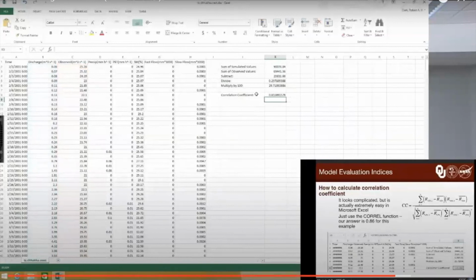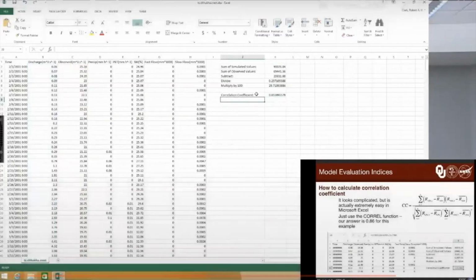I'm going to put this function between column B and column C, the simulated values and the observed values. Press enter on that, I get 0.855, or when we round it, 0.86, like you see in the PowerPoint. This gives us 0.85, or if we round it, 0.86, as seen in the PowerPoint presentation.